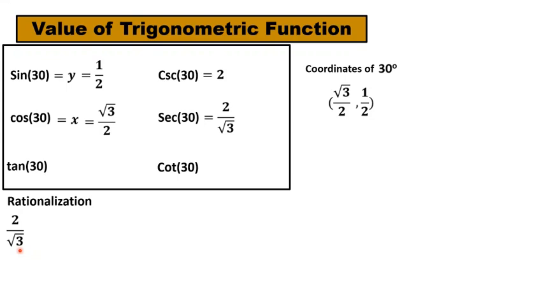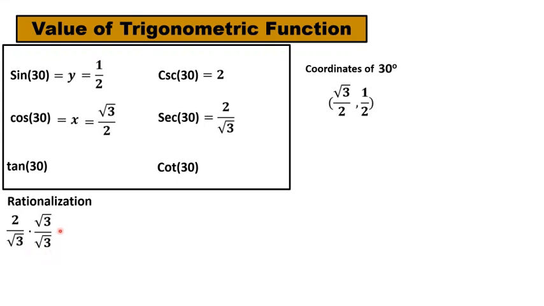Ngayon, ang gagawin natin dyan, para matanggal yung radical sign, we're going to multiply this by square root of 3 over square root of 3. So ito po yung tinatawag na rationalization. Kadalasan, kung ano yung nasa ilalim na radical, for example, ang nasa ilalim na radical ay square root of 2, therefore, kailangan nating i-multiply yan by square root of 2 over square root of 2. O for example, ang nasa ilalim ay square root of 5, kailangan i-multiply natin by square root of 5 over square root of 5. Okay? So, yun po yung rationalization.